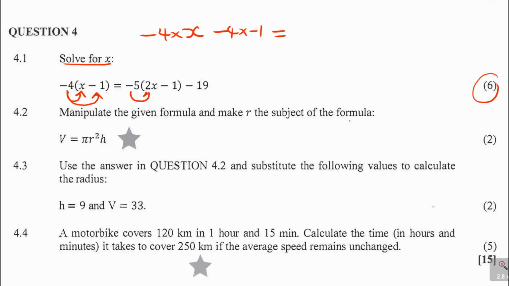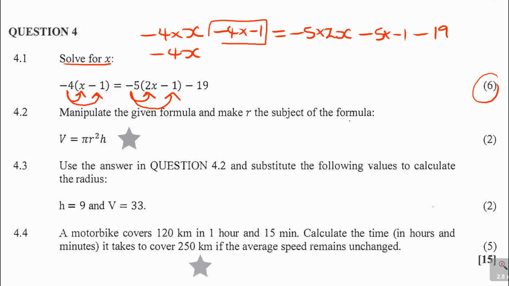Same thing, minus 5 times 2x, and again minus 5 times negative 1. Then this minus 19 is on the outside. That's what they wanted you to do. Now minus 4 times x is minus 4x. Minus 4 times minus 1, use a calculator here. It will give you plus 4.